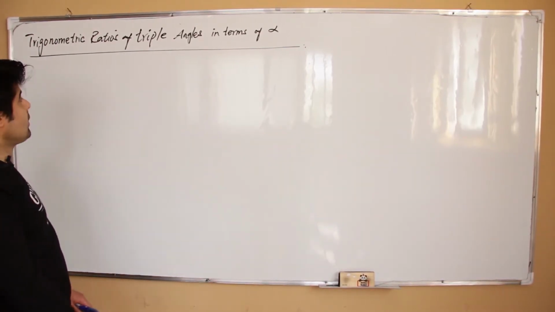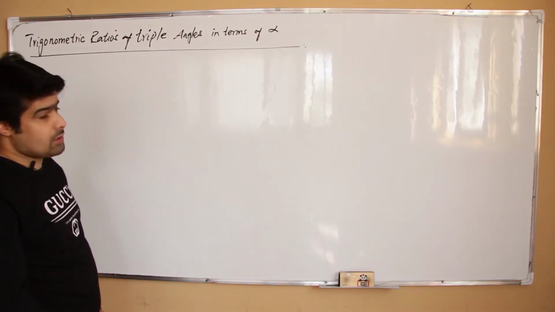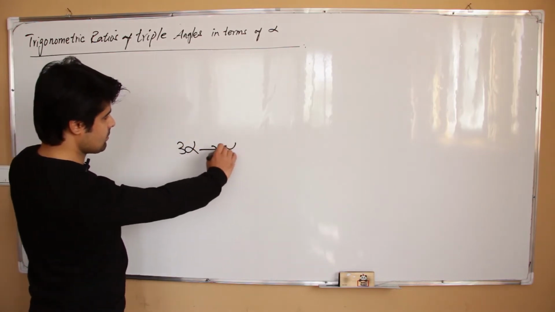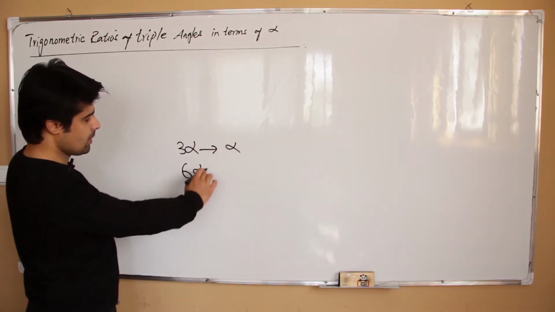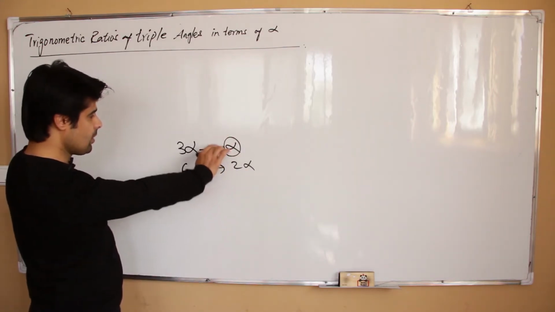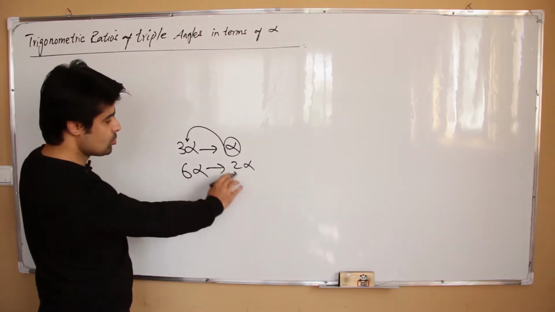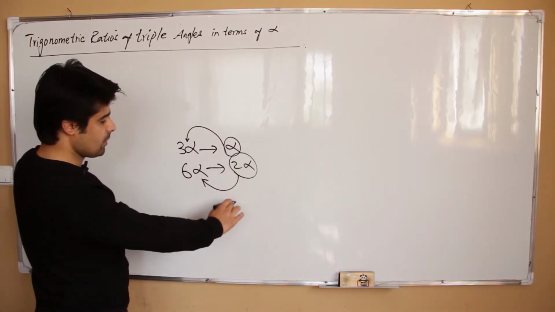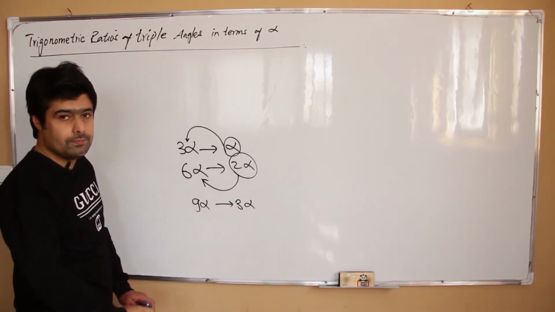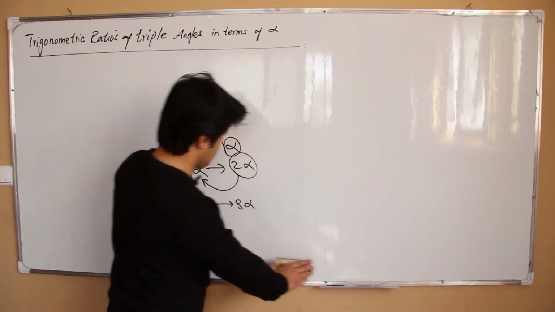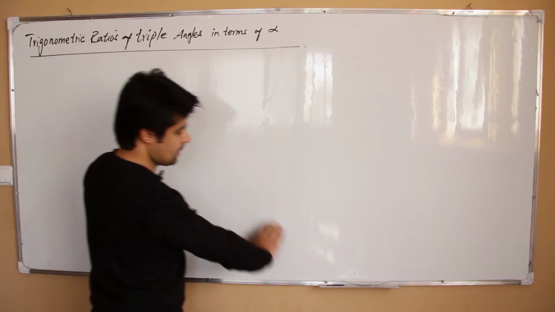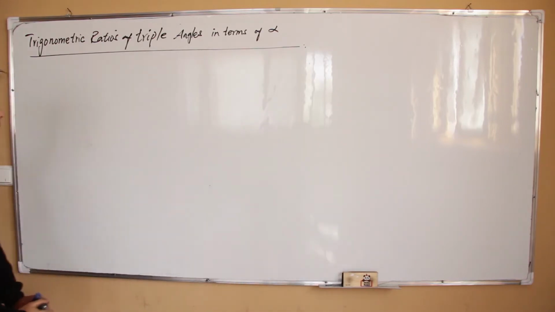Our next topic, trigonometric ratios of triple angles in terms of alpha. What do I mean? If I have 3 alpha in terms of alpha, 6 alpha in terms of 2 alpha, it means we have to define the triple angles. 2 alpha, the triple form is 6 alpha. If we have 3 alpha, the triple form is 9 alpha. Before we defined double angles, now triple angles. Okay. How can we do it?